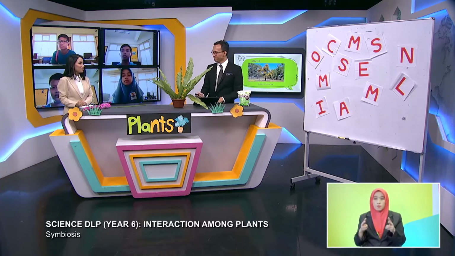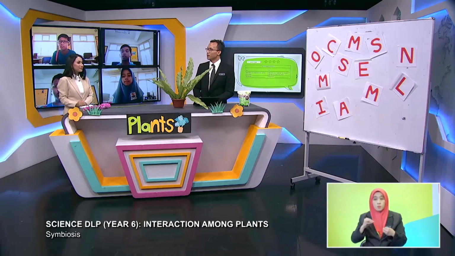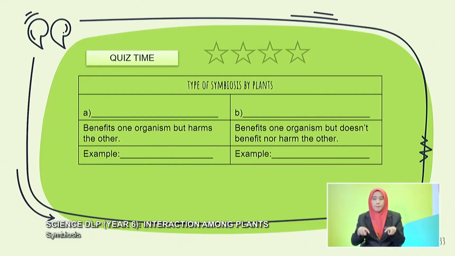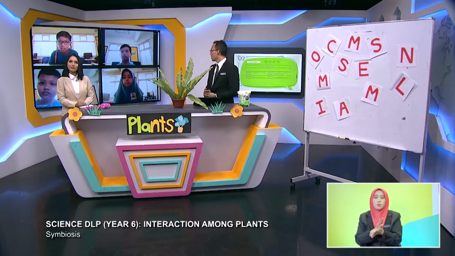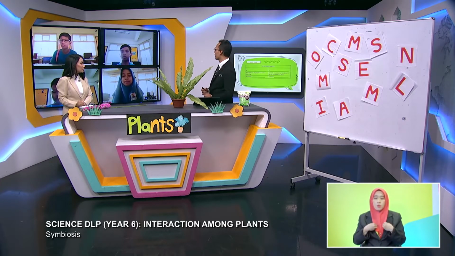Okay. All right, Mr. Q. Next, I would like the students to do a bit of a quiz. Okay. So since they already learned about commensalism and parasitism, students, pupils, I would like you to write down the answer for A. Who wants to try for A? Put up your hand.